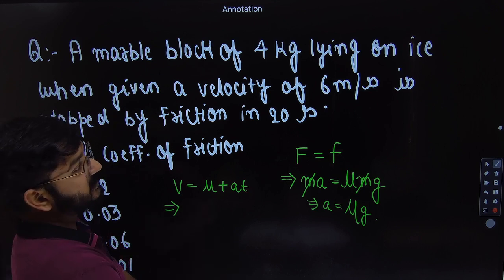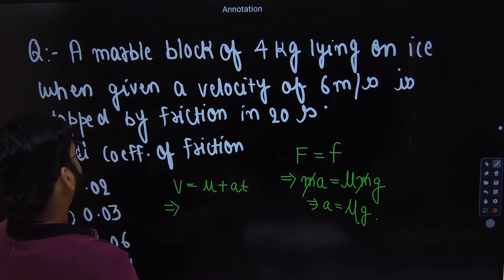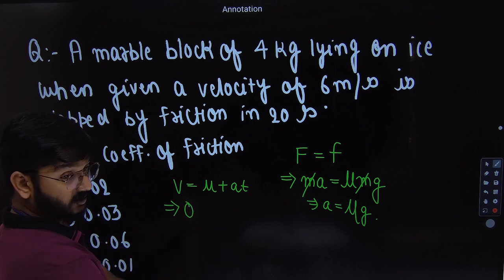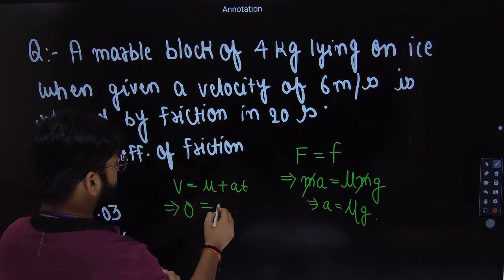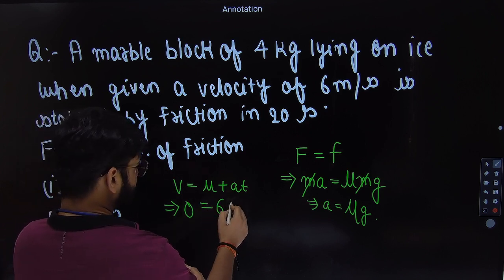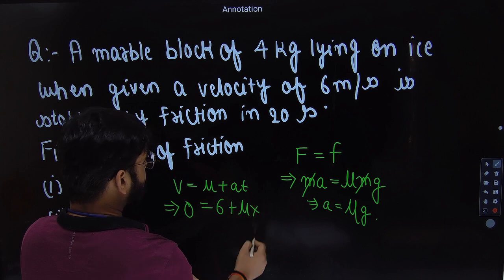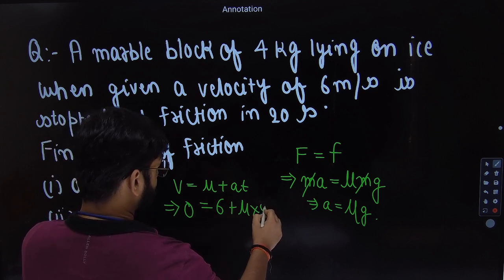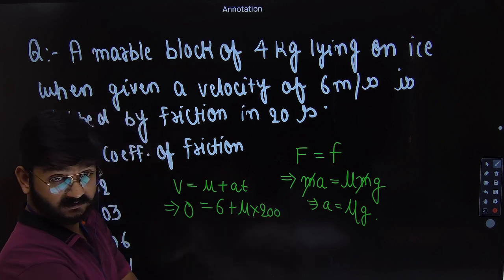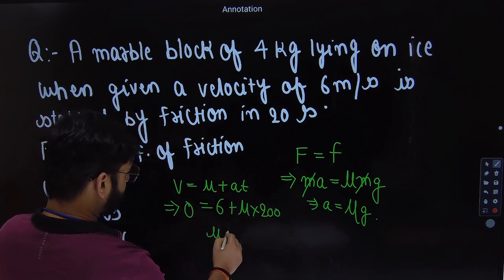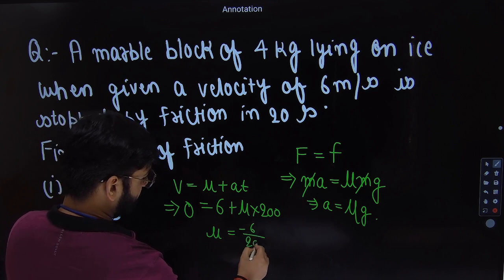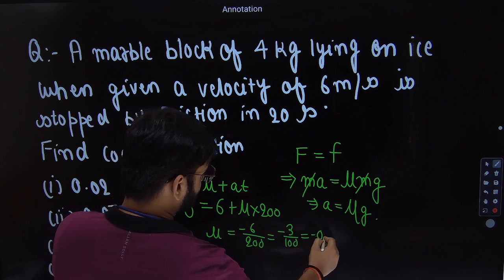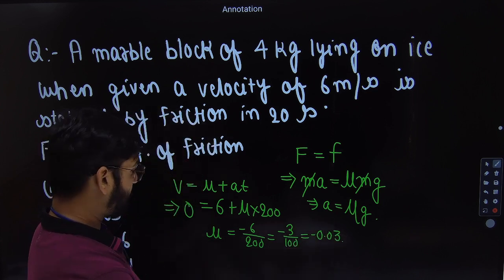If it is lying on the ice, when given a velocity it is stopped, what will be the final velocity? 0, because it is stopped. What is the initial velocity? 6. What is acceleration? Mu into g, g is 10. And what is the time? 20. So this will be 200. So mu will be equal to minus 6 by 200, which is minus 3 by 100, which is minus 0.03.